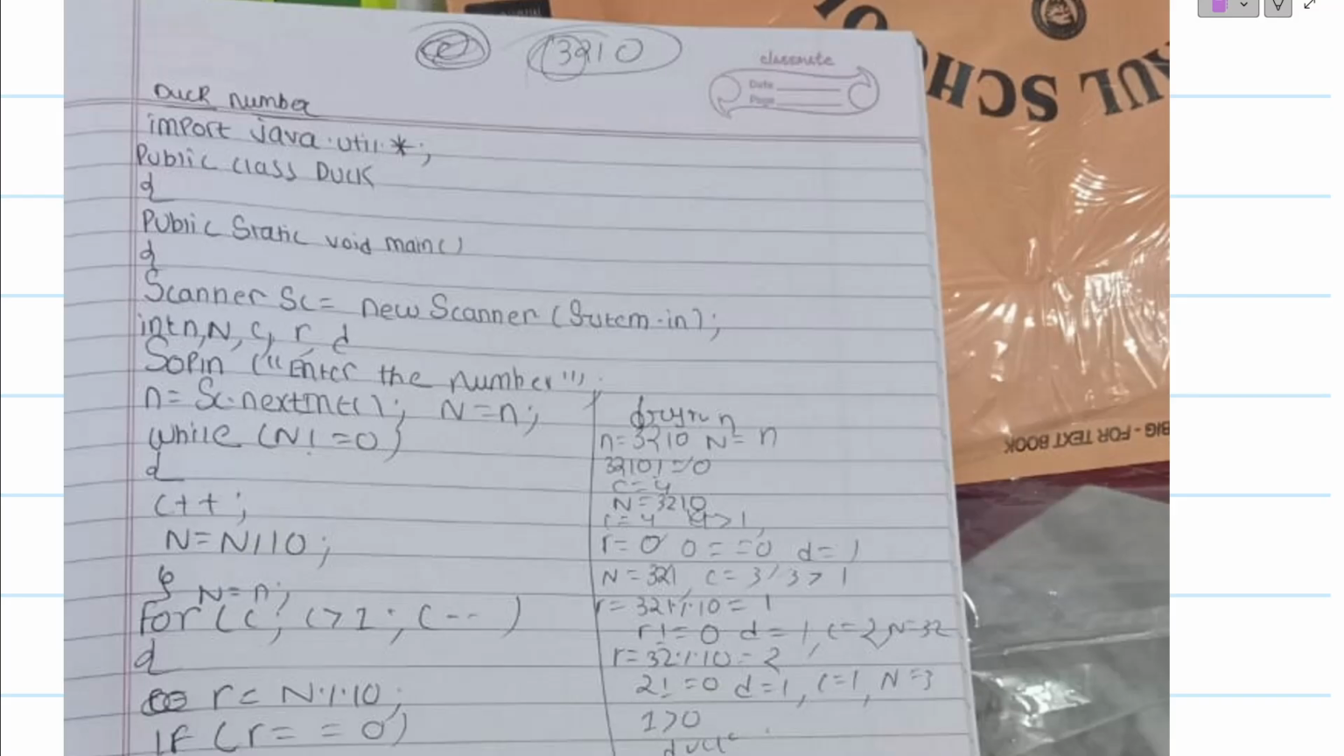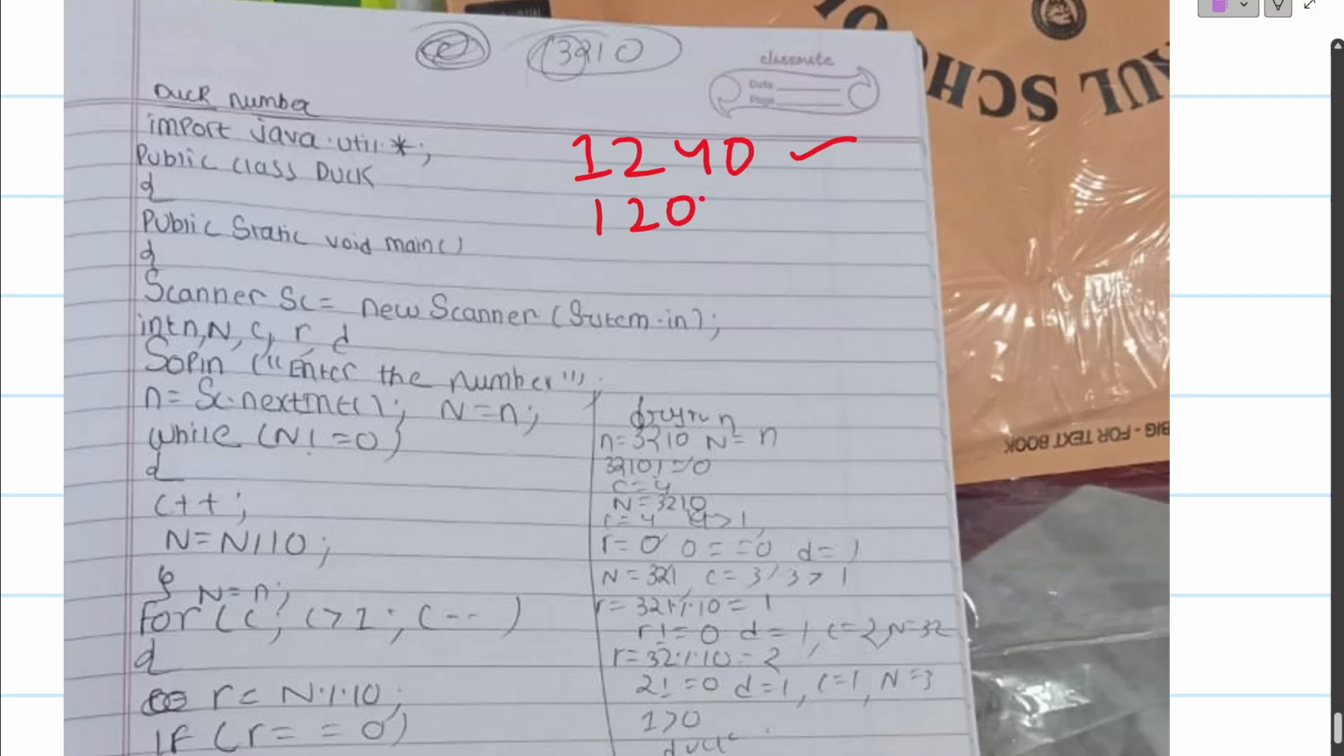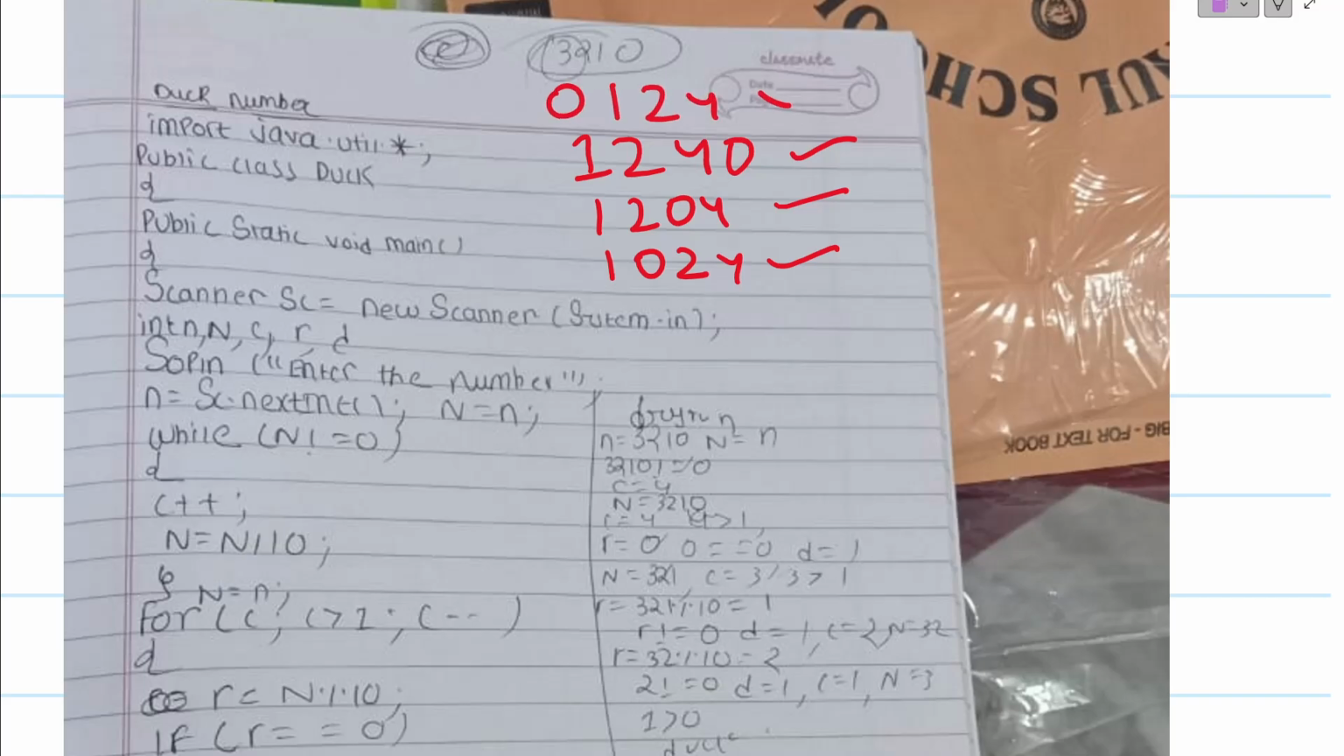A duck number is a number where a zero shouldn't be present at the leading place. Suppose I have taken 1240. This is a duck number. 1204, it's a duck number. 1024, it's a duck number. But 0124, it's not a duck number. If a 0 is present at the leading place, we won't consider it a duck number. Except this, we can consider any number to be a duck number.